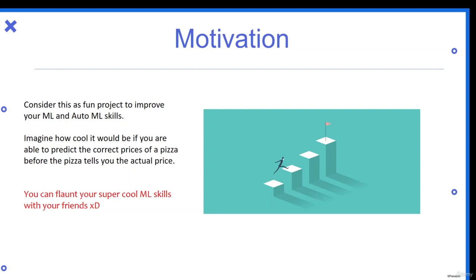Imagine if you could predict the price of the pizza by telling the different parameters, and you don't have to look at the price board. So you can flaunt your skills, and you can use these machine learning skills to build these projects. It will help you improve your machine learning and auto machine learning skills. In this project we'll be seeing how to use automated machine learning, and that is EvalML.